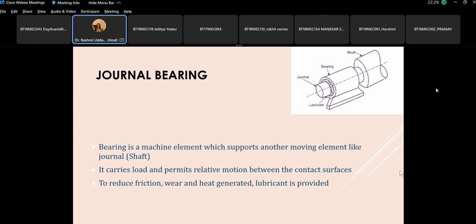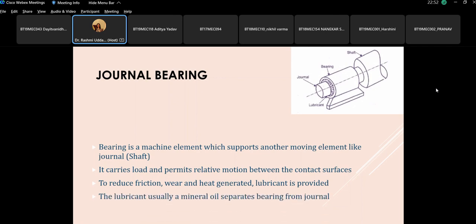Are you sure it is grease? Yes, it is mineral oil, Pradhiman, you are right. Normally, SAE grades of mineral oils are used, which are most commonly used. And there can be grease in some applications, but for limited applications. For most bearings, SAE grades of mineral oils are used.